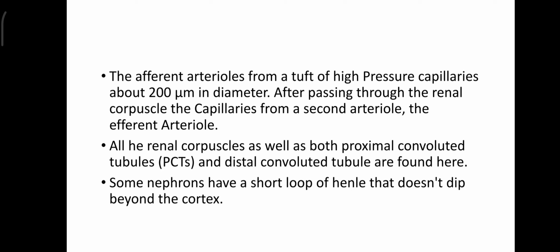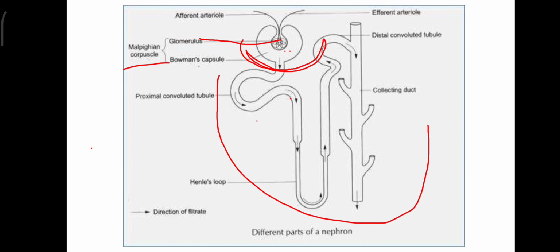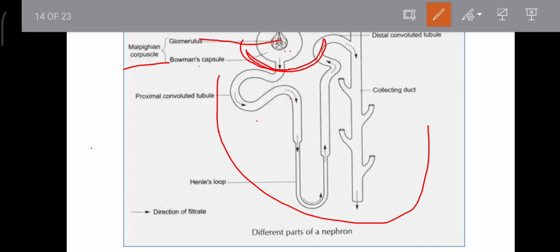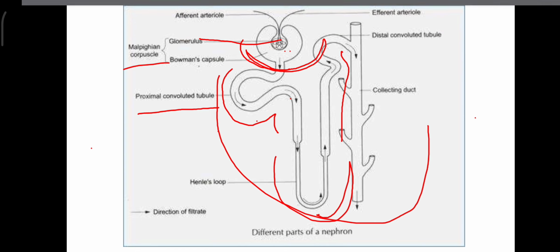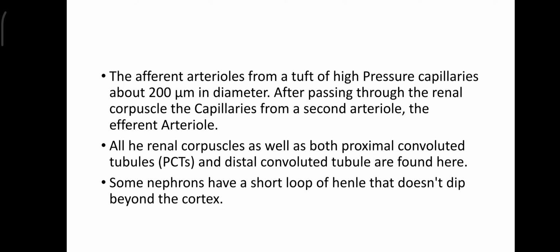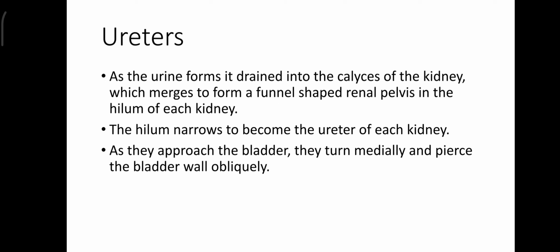All the renal corpuscles as well as both the proximal convoluted tubule and distal convoluted tubule are found here. This is the proximal convoluted tubule, that means this area, and this area is called the loop of Henle, and this area is called the distal convoluted tubule. Some nephrons have a short loop of Henle that doesn't dip beyond the cortex.